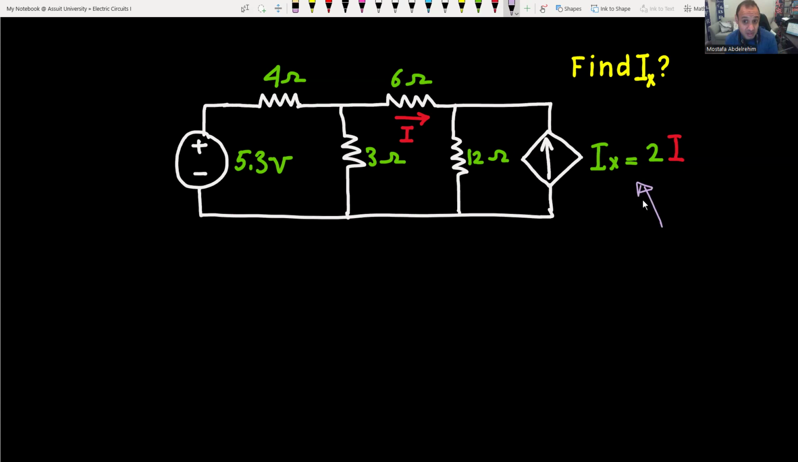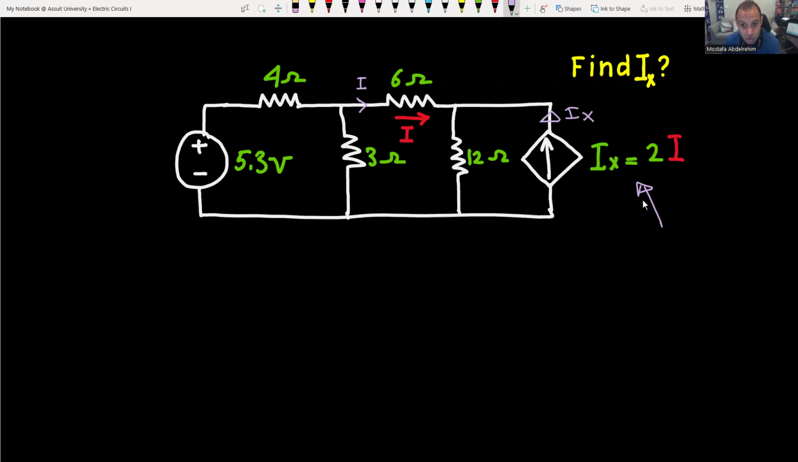This is a dependent current source, and by dependent I mean the current it produces depends on some current in some other branch. In that case here, Ix, the current produced by this guy, is equal to I. Where is I? I is the current flowing in the 6 ohm resistor. So if the current flowing in the 6 ohm resistor is, for example, 5 amperes, then Ix will be 10 amperes, and so on.